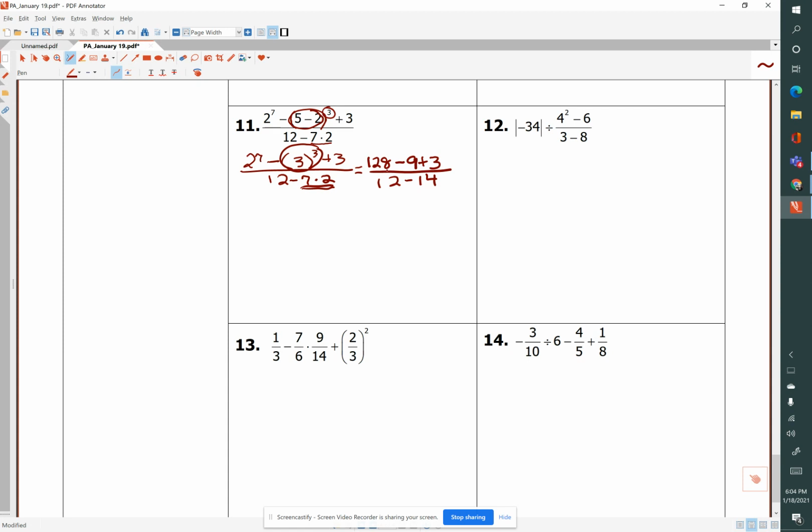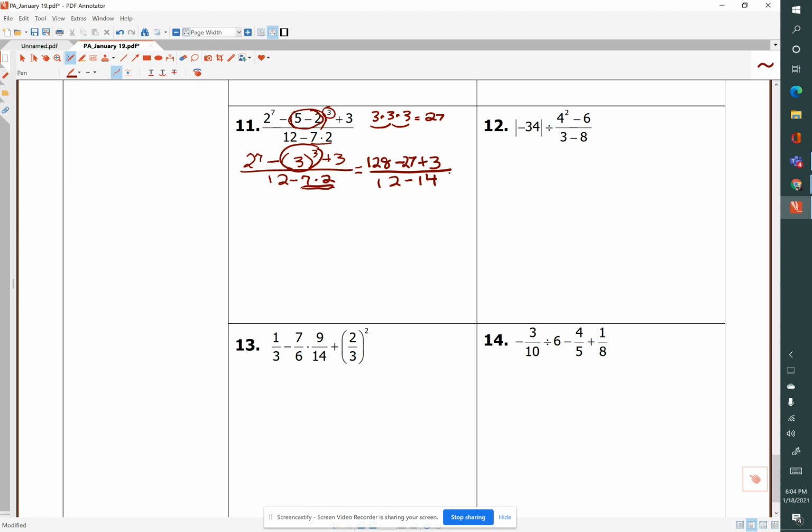Now, 128 minus, I think I evaluated 3 to the 2nd power instead of 3 to the 3rd power. That should be a 27. It should be 3 times 3 times 3. 3 times 3 is 9 times 3 is 27.